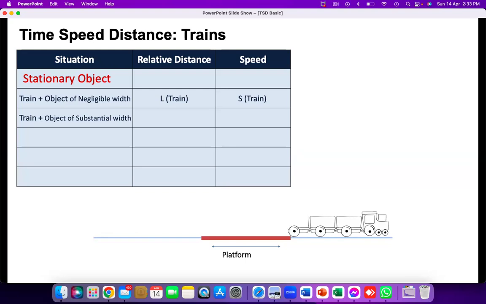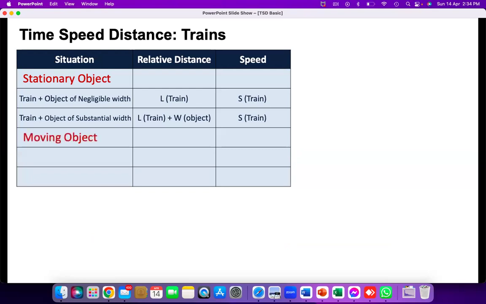Yeah, simple, right? Cool. And the distance is length of train plus width of object. So that's platform and train. And what is the relative speed? Relative speed here is only the speed of the train, right? So what is the time taken? Distance by speed, right? You get it.